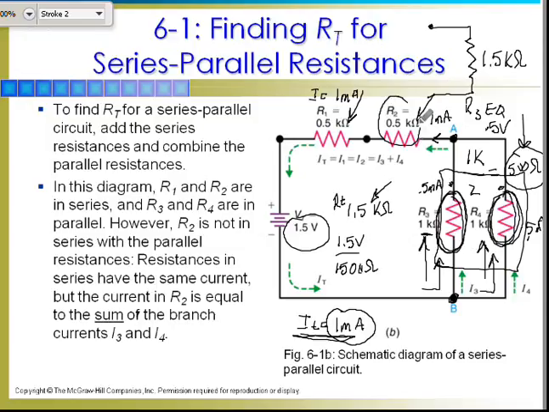So R2 is going to see 1 milliamp, and R1 is going to see 1 milliamp. Meaning, this side is going to drop 0.5 volts, R2 is going to drop 0.5 volts, and R1 is going to drop 0.5 volts. 3 times 0.5 is going to equal 1.5 volts, so there's Kirchhoff's voltage law in a series parallel.